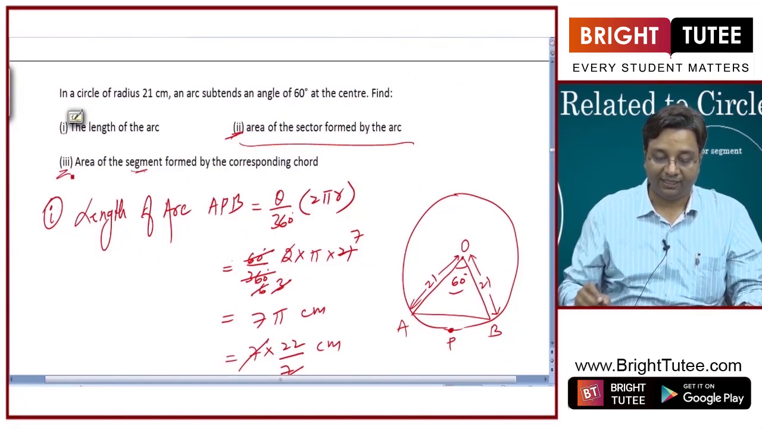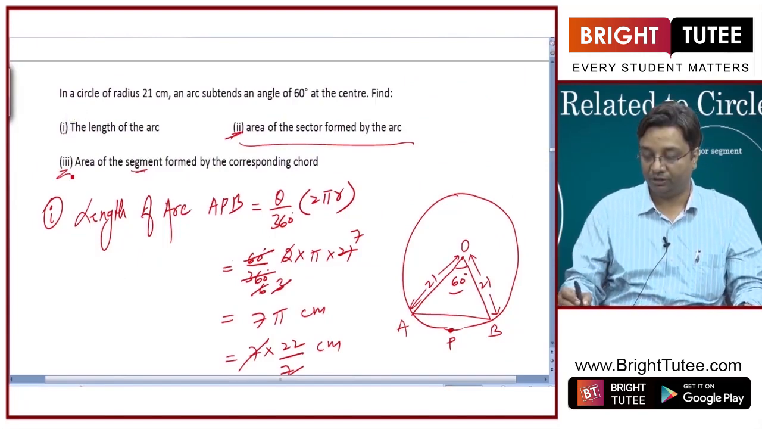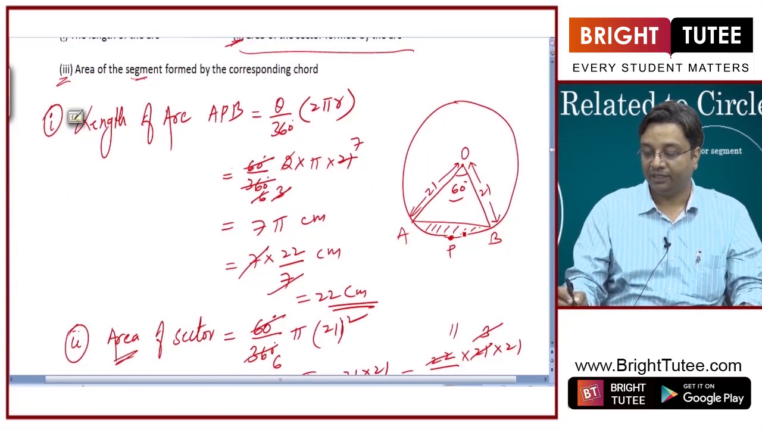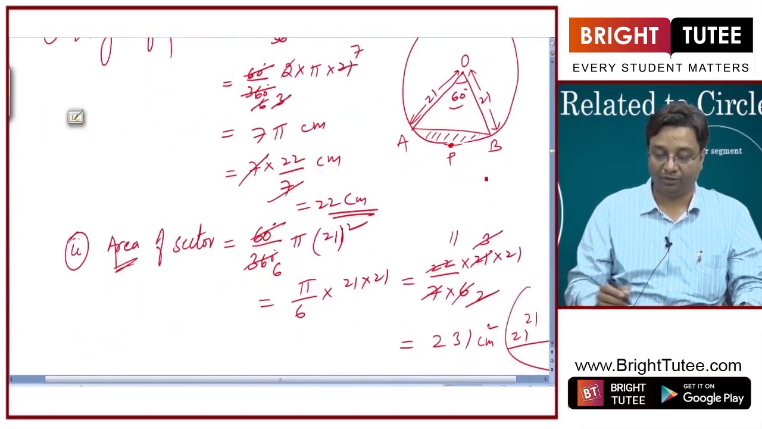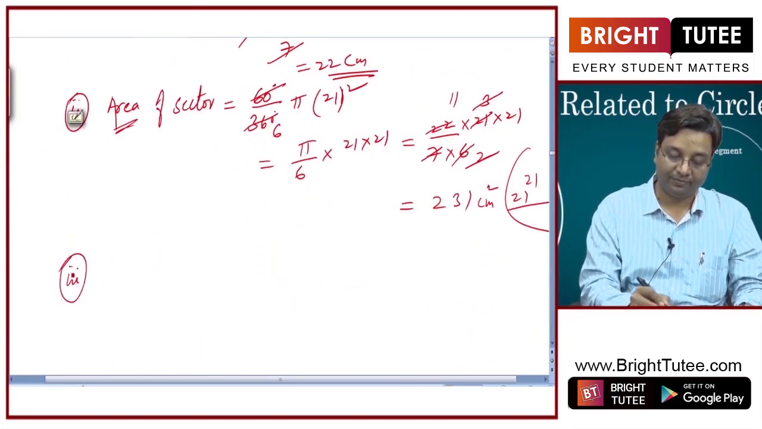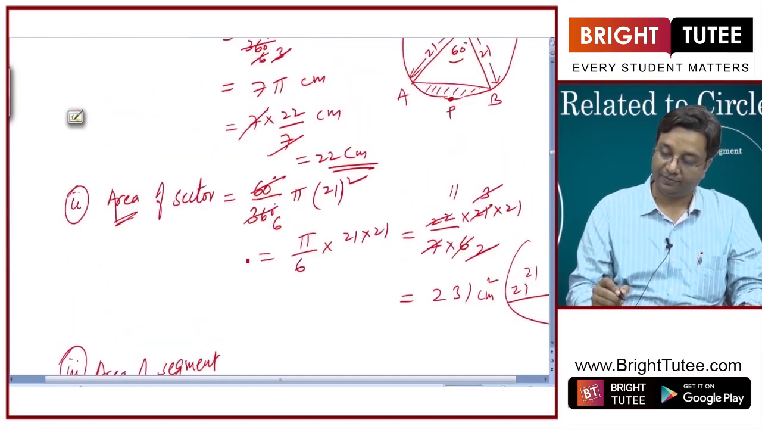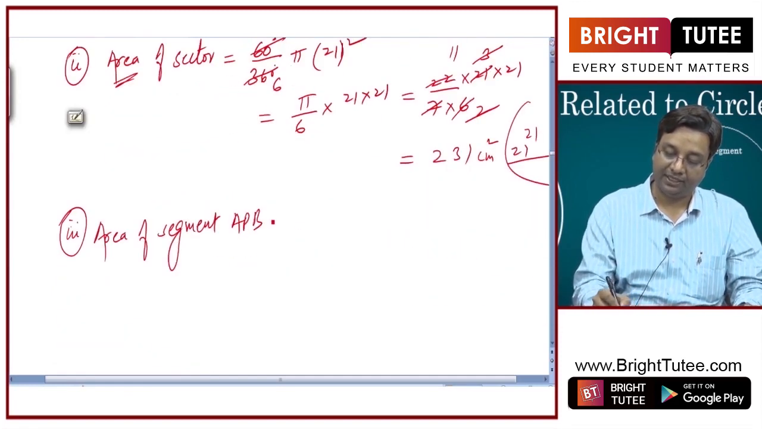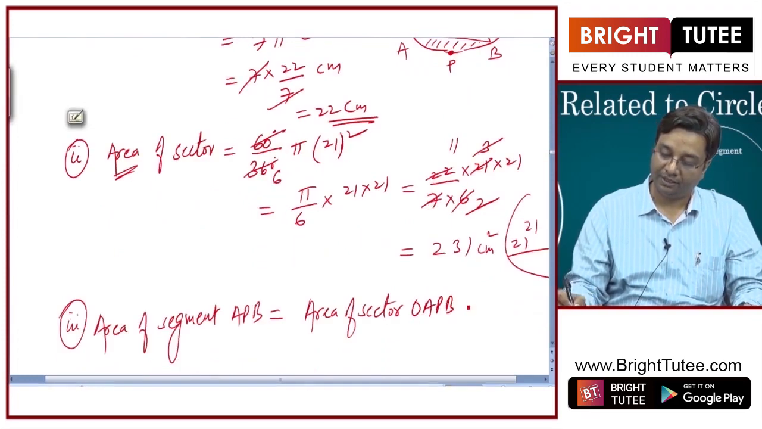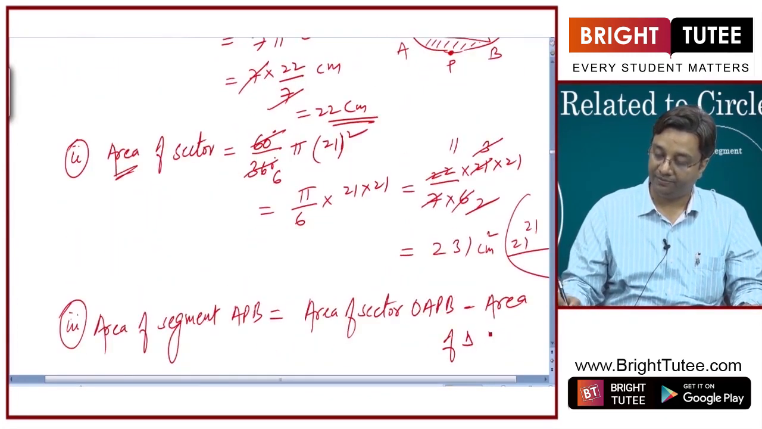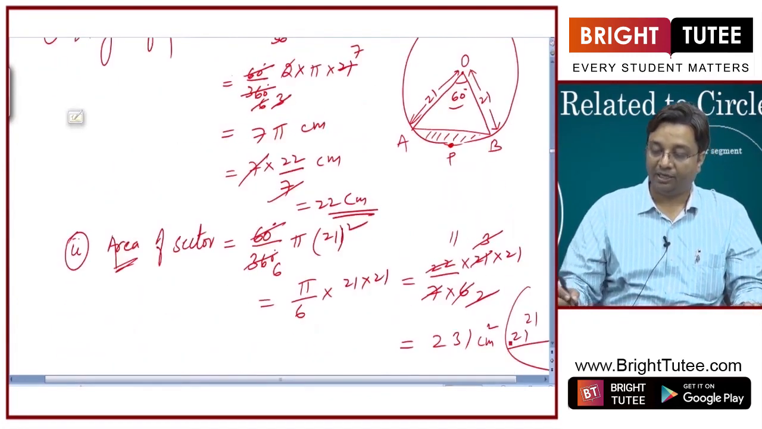Subpart 3 says area of segment formed by the corresponding chord. So we are talking about this area here. I already have area of sector OAPB. I need to subtract area of triangle OAB from it. Third part, area of segment APB is equal to area of sector OAPB minus area of triangle OAB, right?